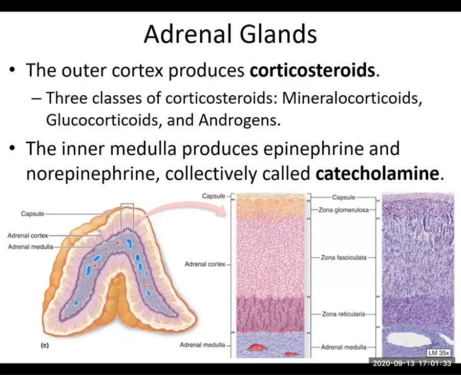Basically, the outer portion is the adrenal cortex. It produces corticosteroids, and these are steroid hormones. It means that these hormones are basically lipid, and they can penetrate the plasma membrane. So these hormones do not act on the receptor on the cell surface. They act on the receptor in the cell.